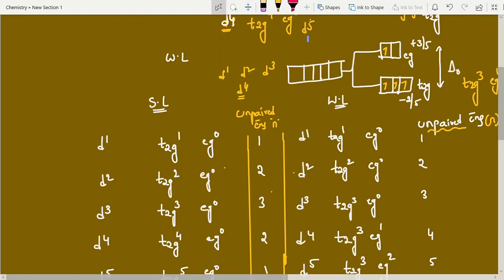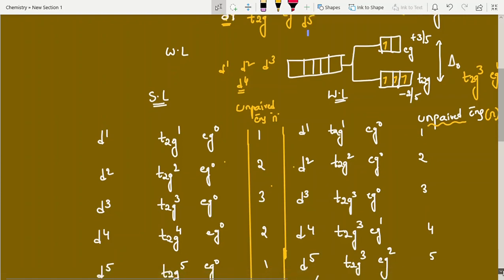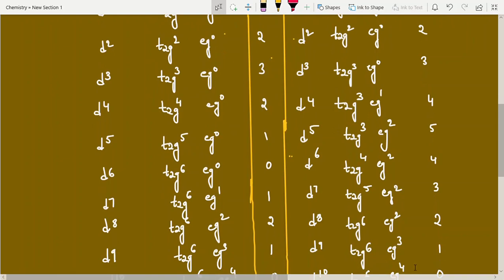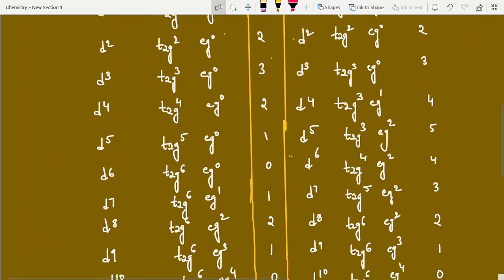D1, d2, d3, no problem. And the next one, see, I'll show the points here. D8, d9, d10 also no issue. Only the issue is with d4, d5, d6, d7. Clear, students? Here d8 is also the same thing, d9 also the same, d10 also the same. The only problem is d4, d5, d6, d7.